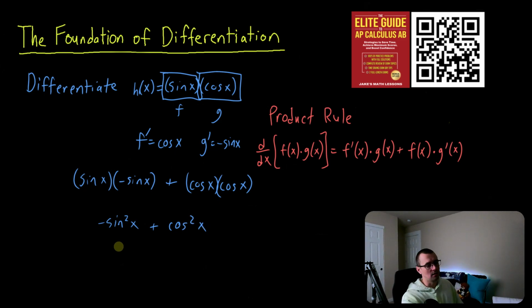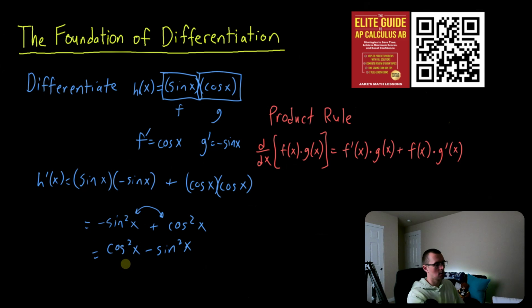And now in this case, if you really wanted to continue simplifying, you could switch the order of these two, because that would give you cosine squared of x minus sine squared of x. Which, based on one of the double angle formulas, is equivalent to cosine of 2x. So that's one way you could simplify this down further. But really the important part is getting to this step by applying that product rule formula.